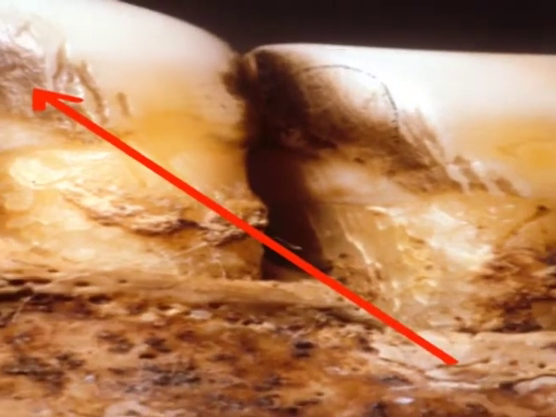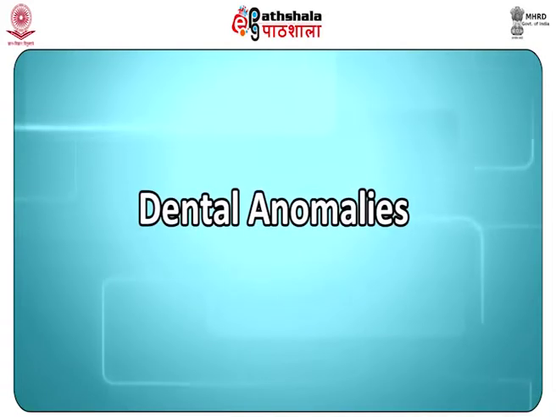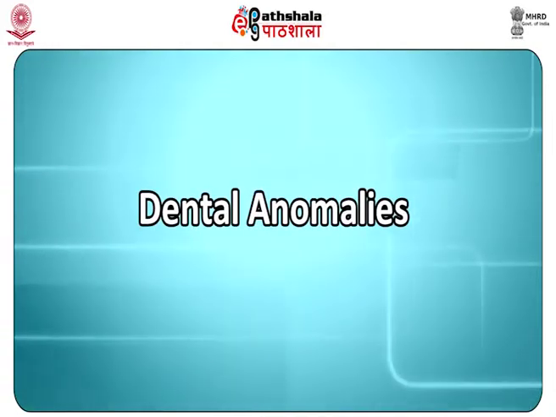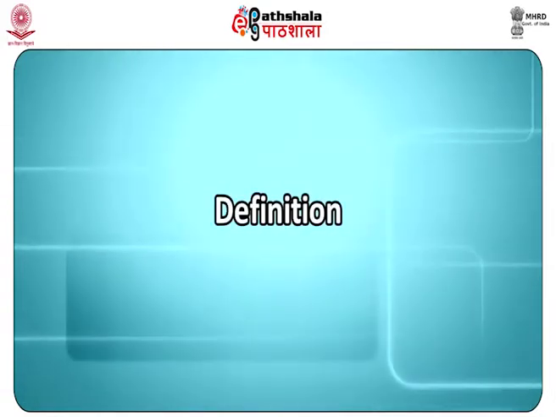In decomposed bodies or in skeletal remains, the teeth commonly loosen from the bony socket and are found in the surrounding soil. Such displaced teeth should be saved and properly labeled. Now, we will talk about different kinds of dental anomalies. First, I will tell you what dental anomalies are. Dental anomalies are defined as abnormalities of the form, function and position of the teeth and the associated structures.